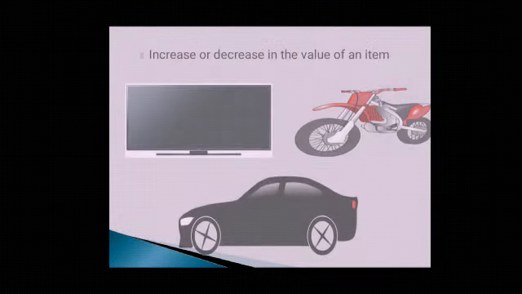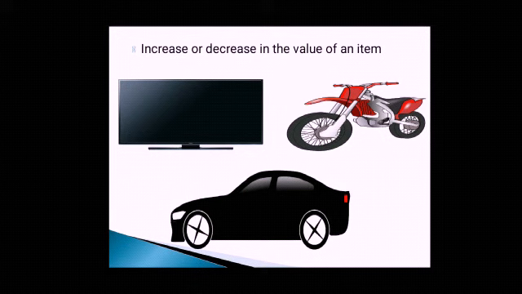Next one is, if you want to find the increase or decrease in the value of an item after 2 years or 3 years, then also we can apply the concept of compound interest. Suppose the value of a bike is decreasing 5% for every 1 year, then what will be the value after 3 years of that bike? Then you can apply the concept of compound interest formula. Just like that, maybe a car or TV or any other item.